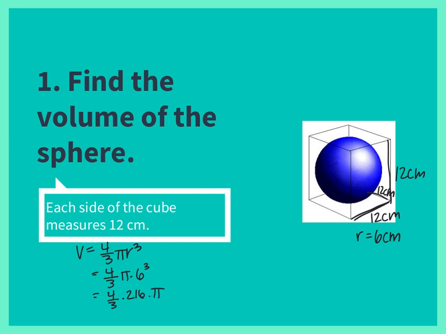We're going to remember to use our strategies from good as gold to simplify. 3 goes into 216, 72 times. So now I have 4 times 72 times pi, which is 4 times 72 is 288. We're going to leave it in terms of pi. We're going to leave it exact unless you're told to use 3.14 or an approximation.